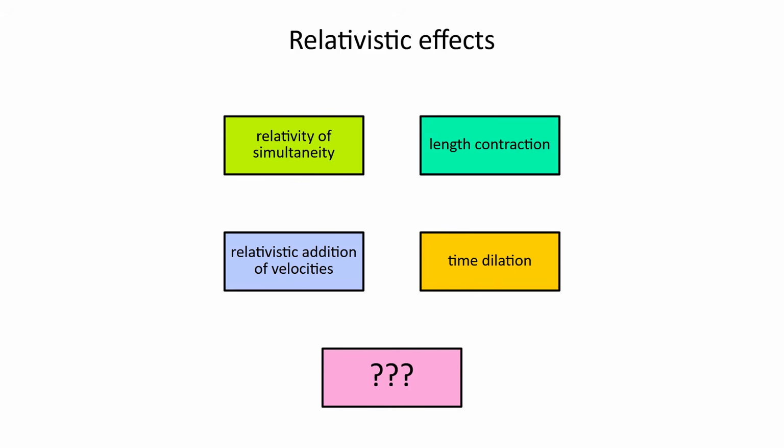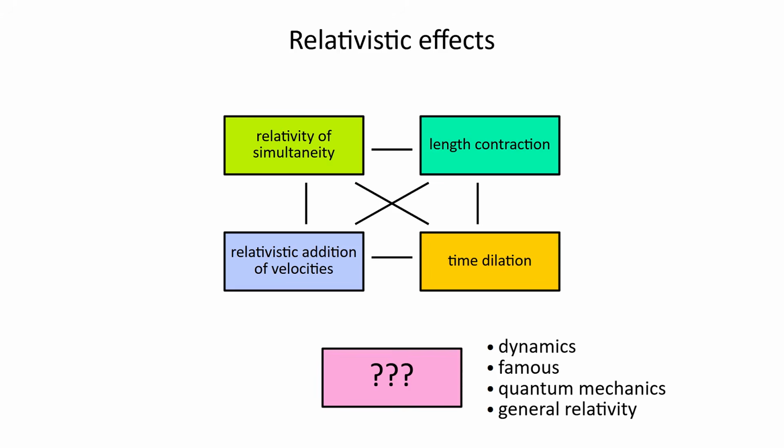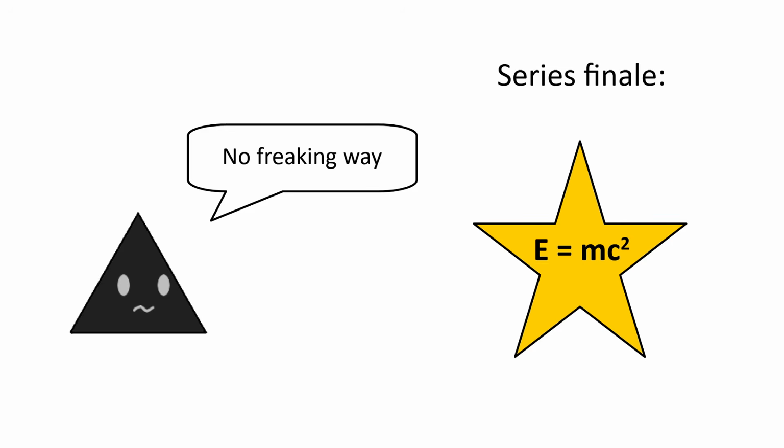However, there's actually one last major relativistic effect I haven't covered yet. I saved it for last because it's not as interconnected with the others and isn't necessary to understand relativity kinematically. But despite that, it's arguably the most famous relativistic effect and has kind of become the face of relativity. In the next episode, we'll examine where it comes from, how it works, and how it naturally leads into both quantum mechanics and general relativity. So I hope you'll join me in the series finale, E equals mc squared.